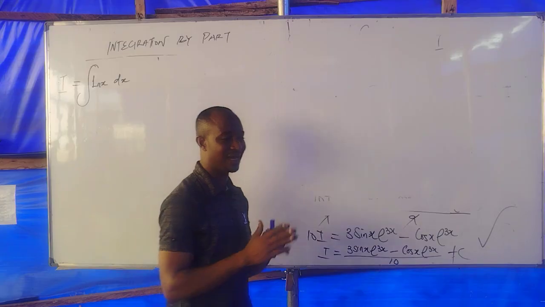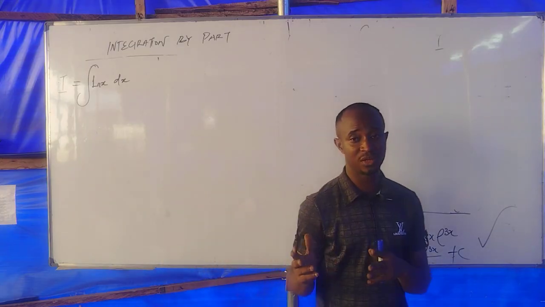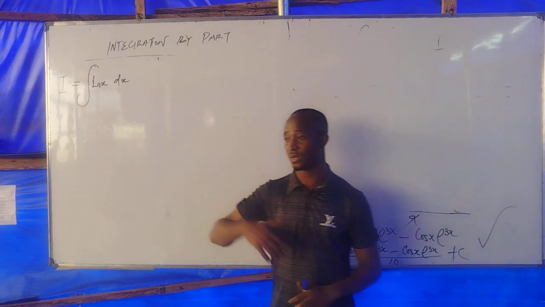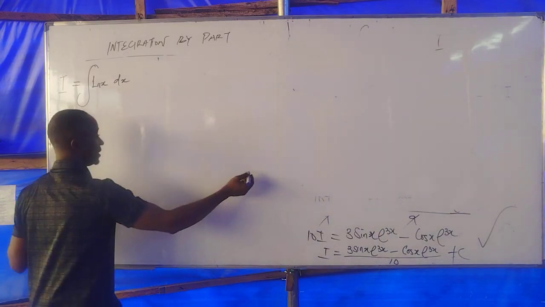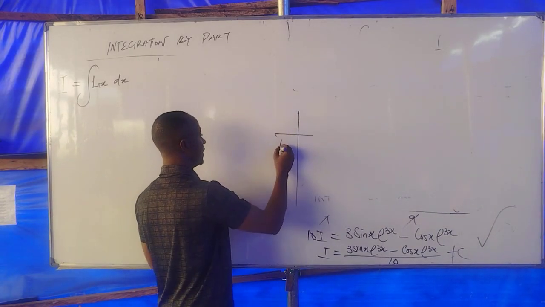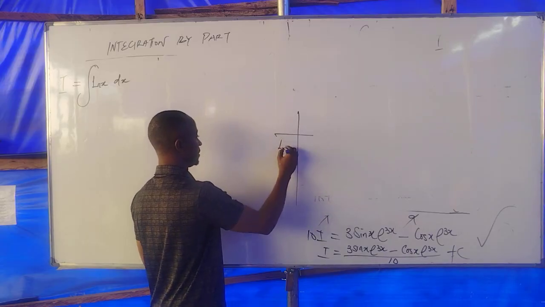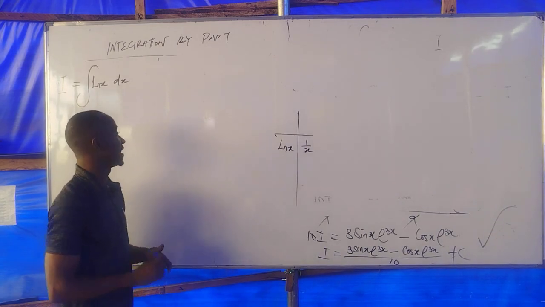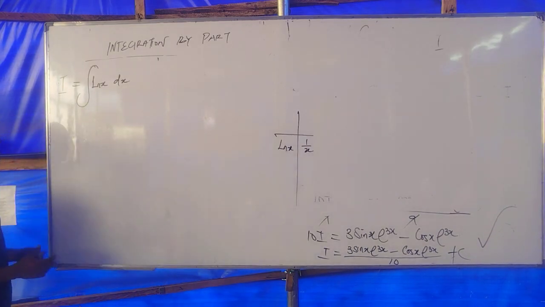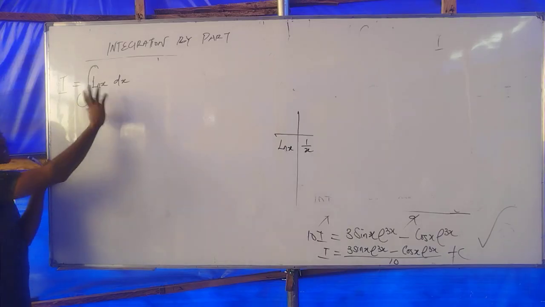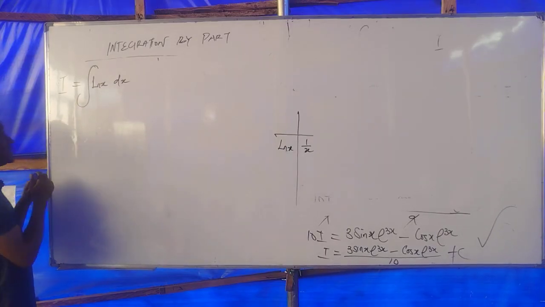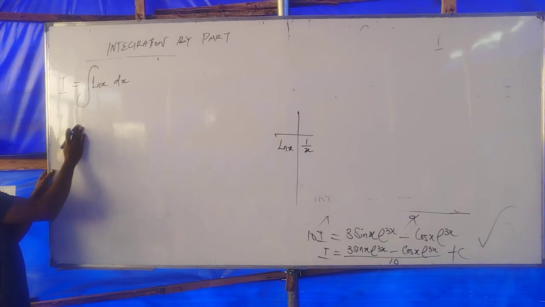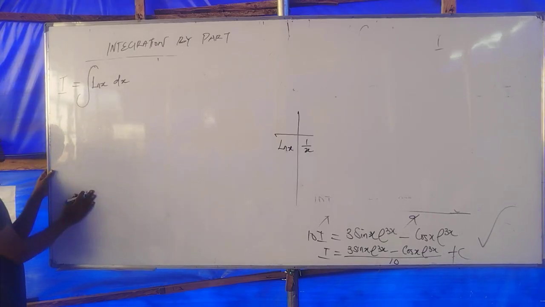We only have direct differentiation for ln x, right? Which is what? 1 over x. If we differentiate ln x, the answer is 1 over x. So if we are given this to integrate, we still have to use integration by parts to solve this.